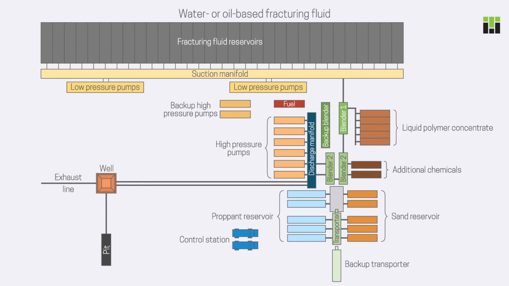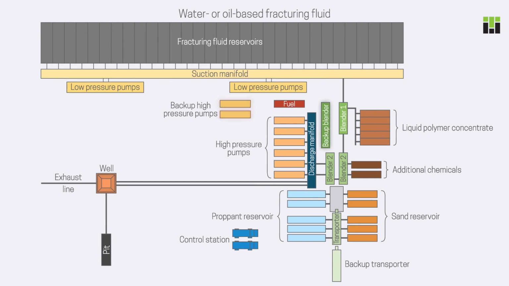Density control is performed to make sure that the right amount of propellant is being added. After blender 2, technical fluid goes to high-pressure pumps which should provide enough power for injection at the design pressure. A double pipeline is usually used to reduce pressure loss. Control station monitors process characteristics such as bottom hole and wellhead pressure, injection rate, fluid properties. It is all done in real time.